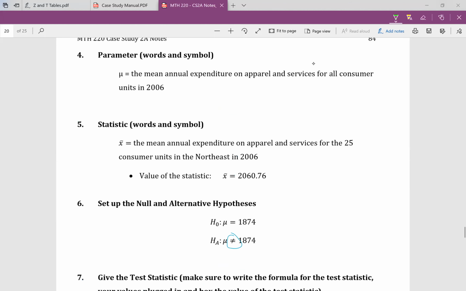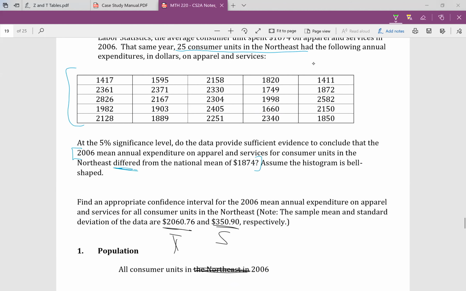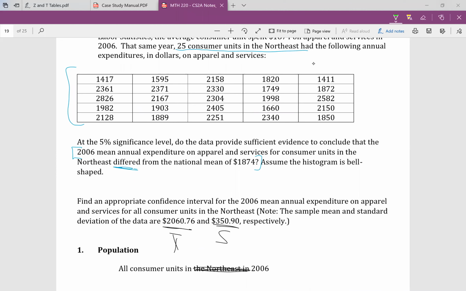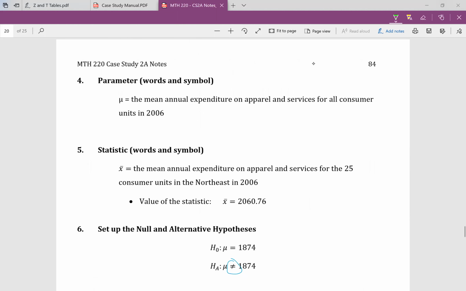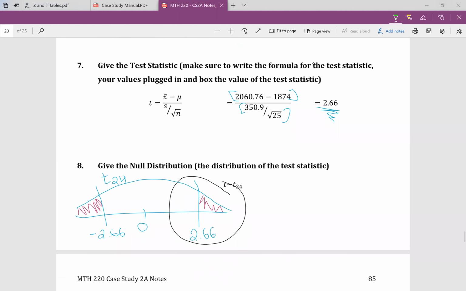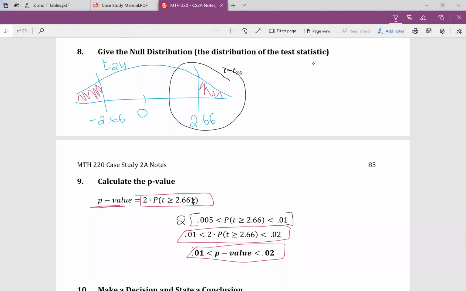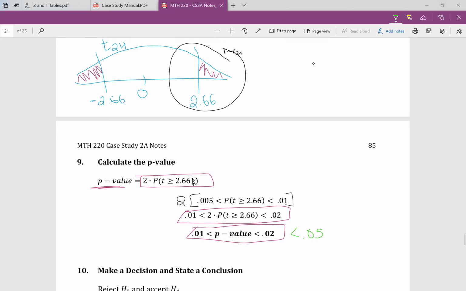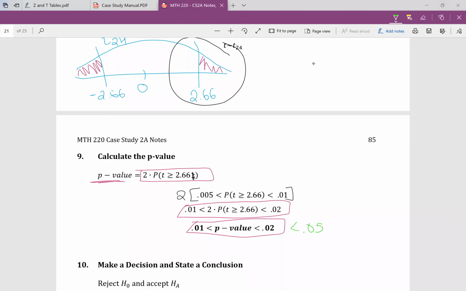Okay, so I believe this question said to use a significance level of, let me double check, 5%. So is this p-value smaller or bigger than 5%? Well, 5% would be over there to the right. So the p-value is low. What do we do when the p-value is low? We reject H0 and accept HA.